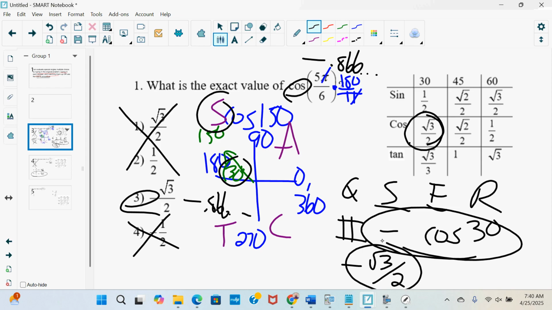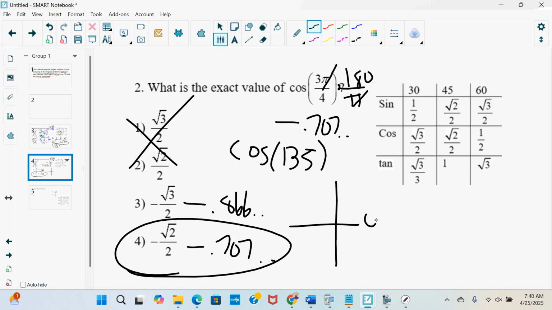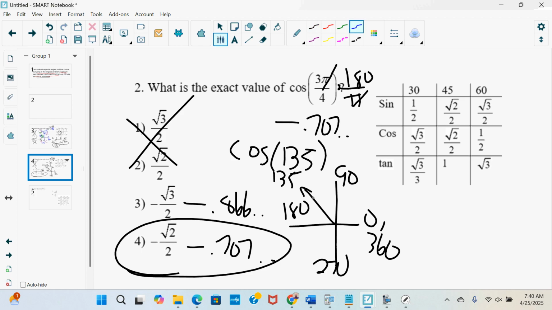I'll do that one more time. Why not? Cosine of 3 pi over 4, I start by converting to degrees. 3 times 180 over 4. I don't feel like putting the calculator up. It's 135. 0, 90, 180, 270, 360. 135 is in quadrant 2. Reference angle is 45.